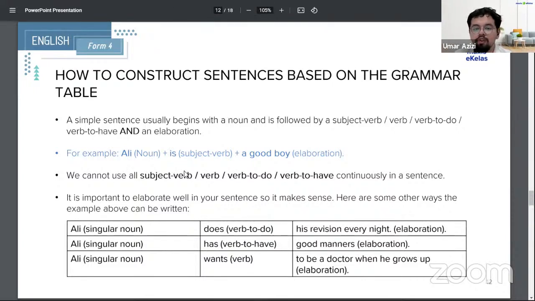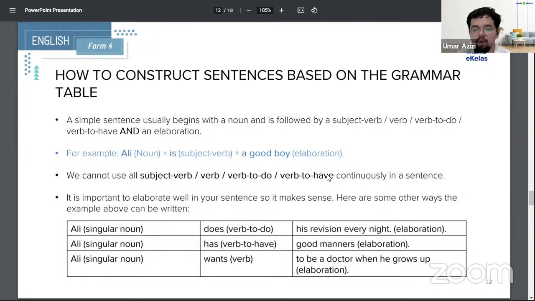We cannot use all subject verb to do, verb to have continuously in a sentence. It is important to elaborate well in a sentence so it makes sense, because you can't just stop at subject verb. Ali is what? Ali does what? So you have to complete it for the sentence to actually mean something.